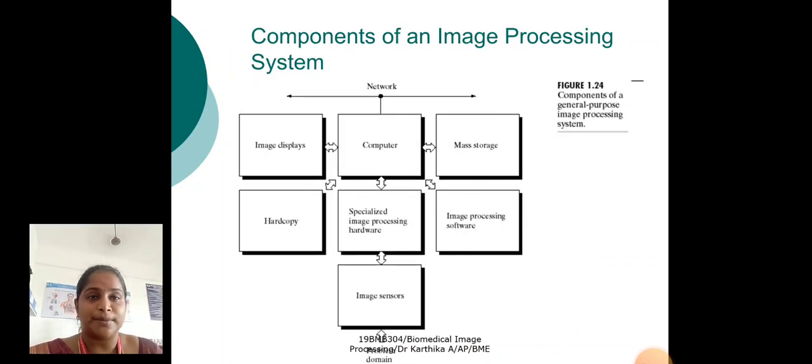And then components of digital image processing. First we have image sensors to acquire the image, and then we have specialized image processing hardware and image processing software. This hardware and software is interlinked with the computer and the mass storage device, and the output we have is either image displays or hard copy, which are linked with the network components. This diagram shows the components of a general purpose image processing system.